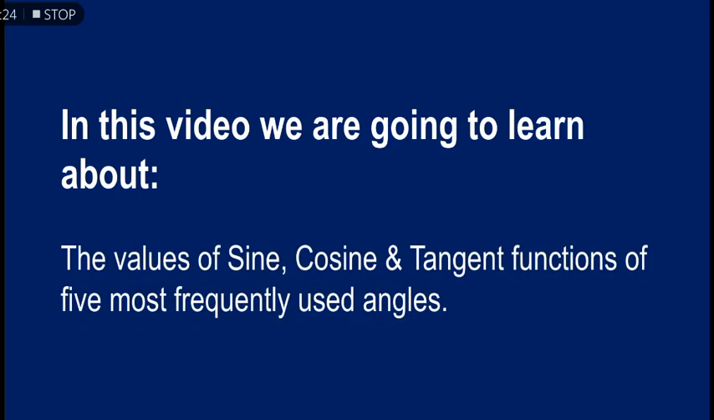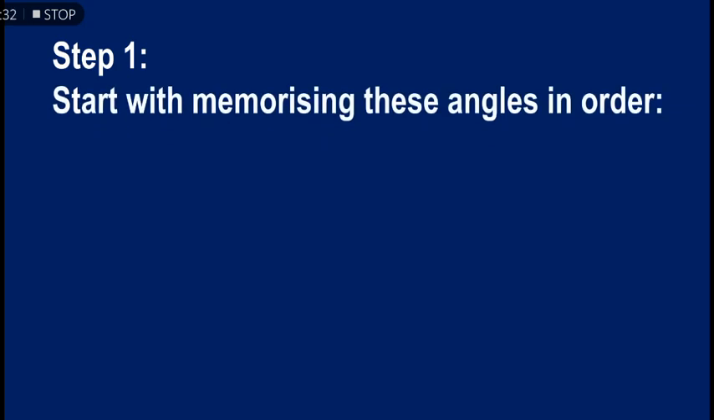In this video, we are going to learn about the values of sine, cosine and tangent functions of 5 most frequently used angles. Step 1. Start with memorizing these angles in order. Number 1, 0 degree. Number 2, 30 degrees. Number 3, 45 degrees. Number 4, 60 degrees. And number 5, 90 degrees.